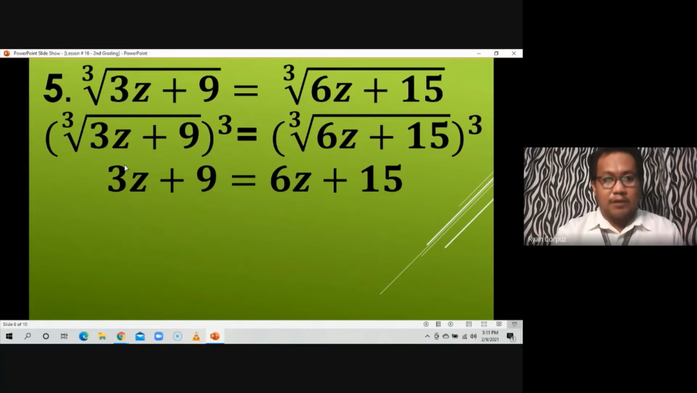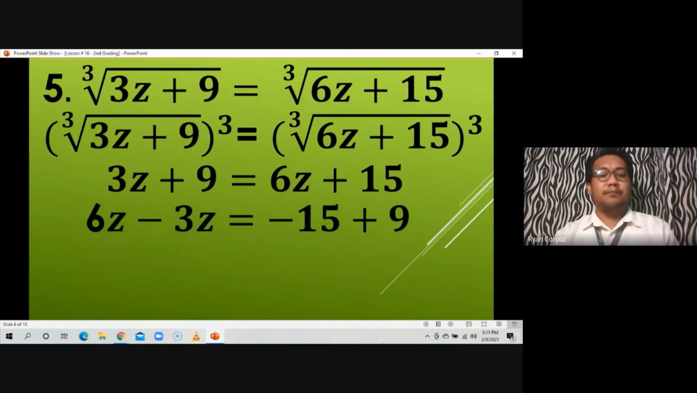We can move the 3z there, so it becomes 6z minus 3z, then move the 15 to the other side, so it becomes negative 15 plus 9. Now with the application of the commutative property of equality, we can also flip it back. So it becomes 6z minus 3z is equal to negative 15 plus 9. That's what we did earlier as well: move the 3z here as minus 3z, move the 15 to the other side as negative 15 plus 9, then we flipped it with the application of the commutative property.